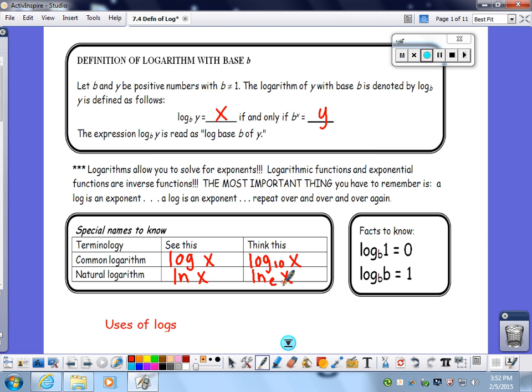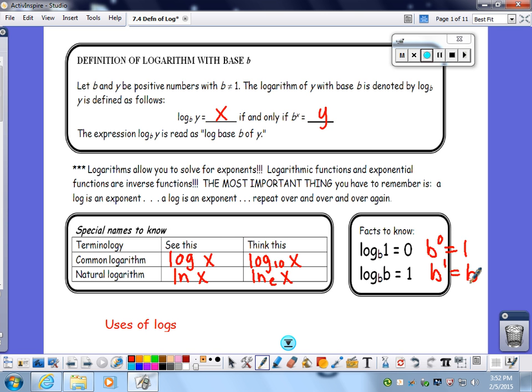All right, some facts you need to know. Log base b of 1 is always going to equal 0, because if we rewrite it in exponential form, b to the 0 is equal to 1. Anything raised to the 0 power is equal to 1. And then log base b of b is equal to 1. So if we rewrite this, b to the first power is equal to b. Anything raised to the first power is itself again. So there's two facts that you need to remember because you're going to be seeing those a lot.